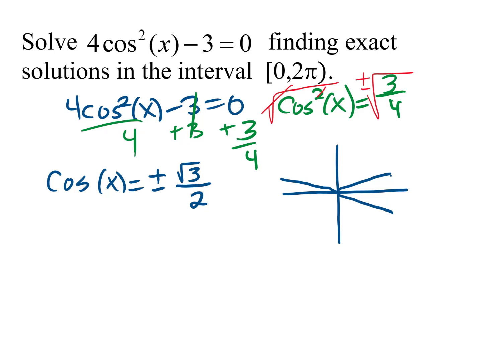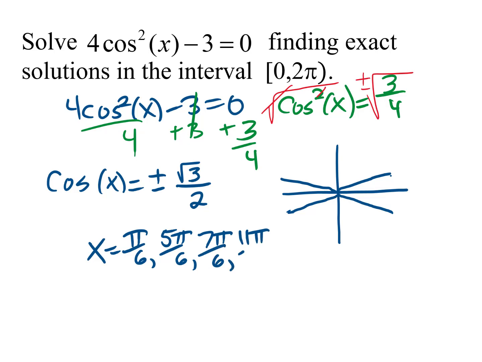the cosine is negative square root 3 over 2, and it's also that value in quadrant 3 at 7 pi/6. So my solutions are going to be pi/6, 5 pi/6, 7 pi/6, and 11 pi/6.